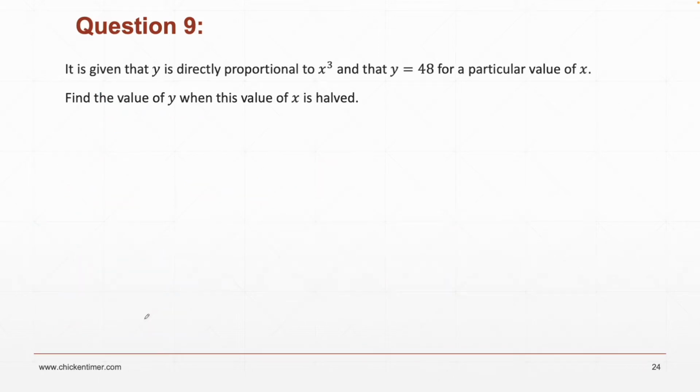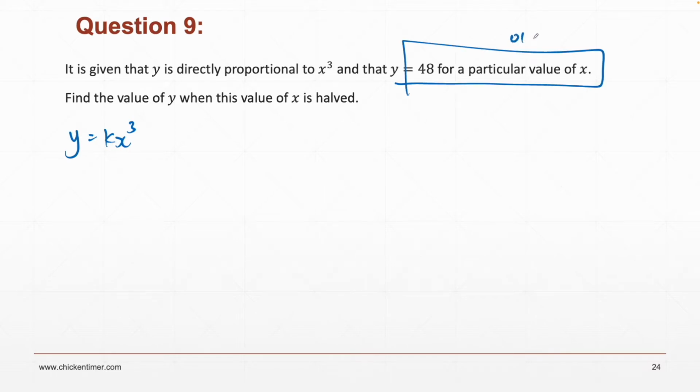So in this case, we will follow the instructions again. The first sentence says that y is directly proportional to x cubed. So you say y equals kx cubed. Then they say when y equals 48, that's for a particular value of x. Then when x is halved, there's another value. So this is the old value of x, and this is the new value of x.